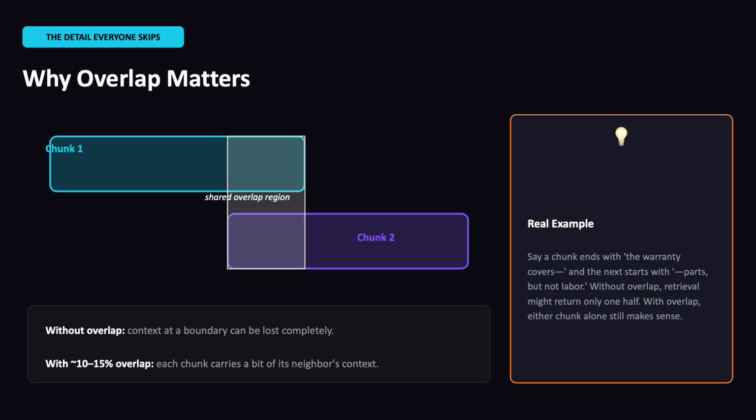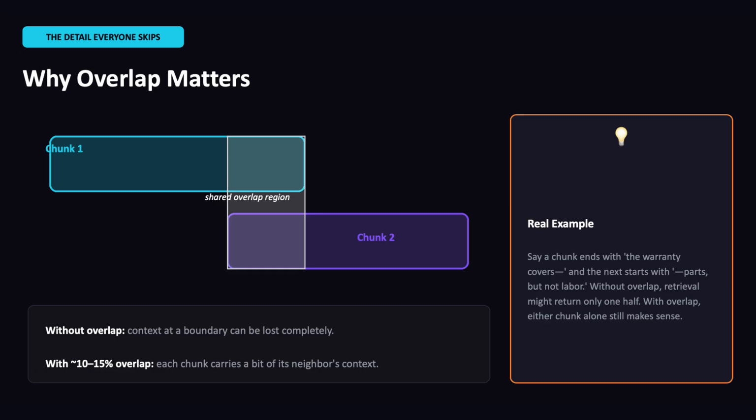The real life version is, imagine two people summarizing a movie, and the first person's summary ends right as the villain is revealed, and the second person's summary starts right after. If you only read one summary, you would miss the actual reveal. But if each summary repeats just the last important sentence from before it, you are covered no matter which piece you land on. That's overlap. Cheap insurance against losing an idea that landed right on a cut.